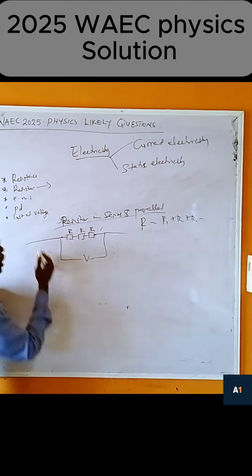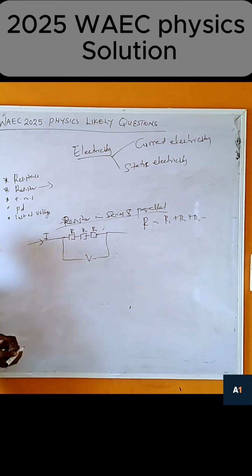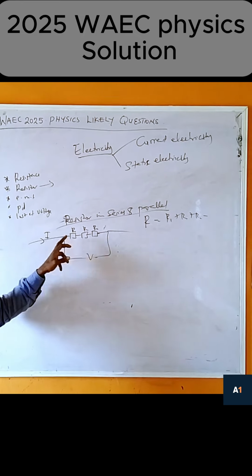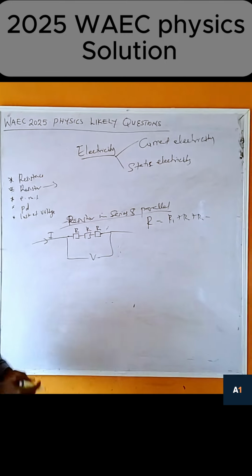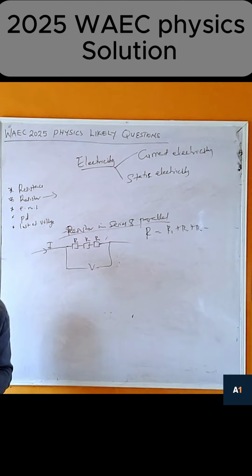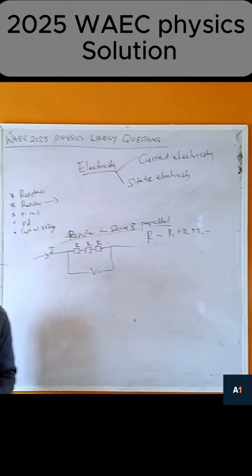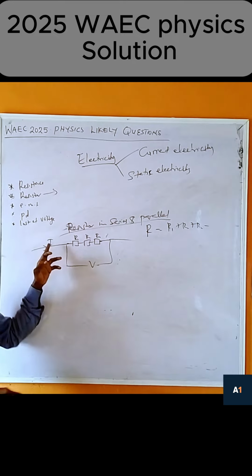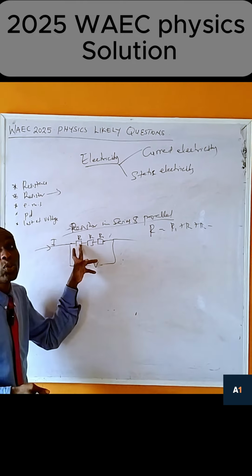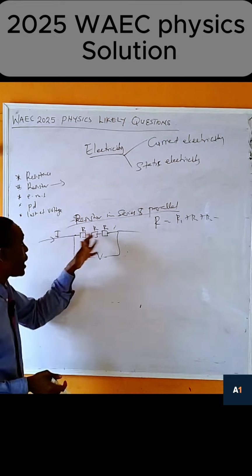Now, if the current is flowing, the same current will flow to this, the same current will flow to this, and the same current will also flow to this. Is that taken? But they have different potential differences. Why? Because I times this depends on the resistor. It will make it lesser. I times this, like that.